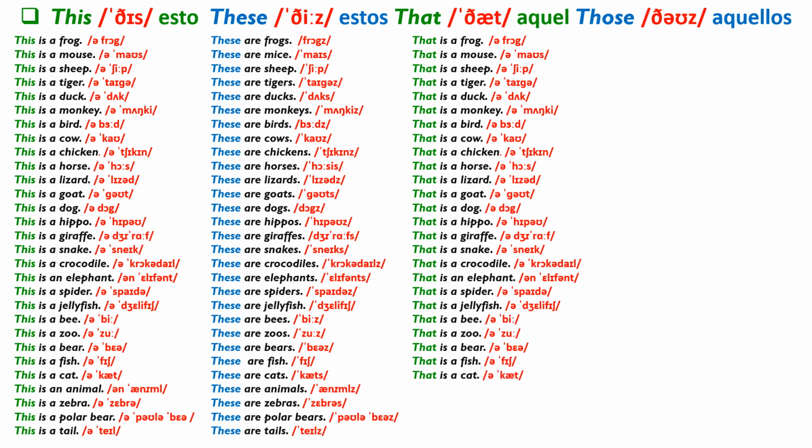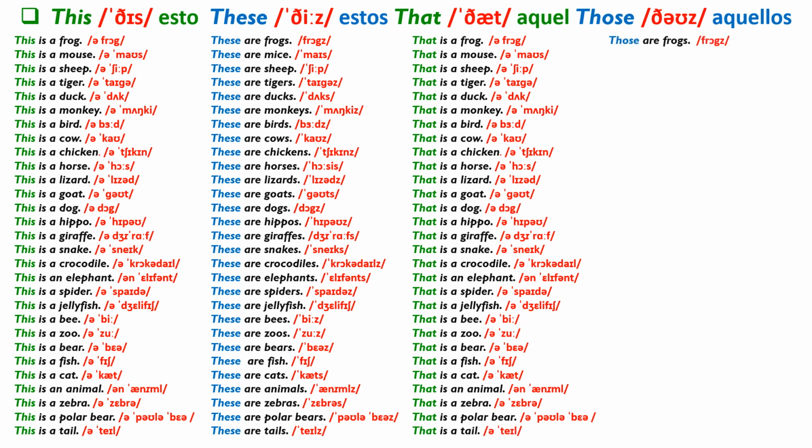That is a fish. That is a cat. That is an animal. That is a zebra. That is a polar bear. That is a tail.